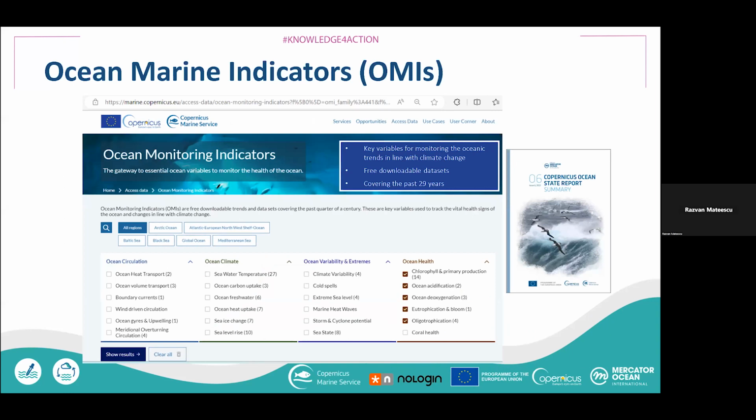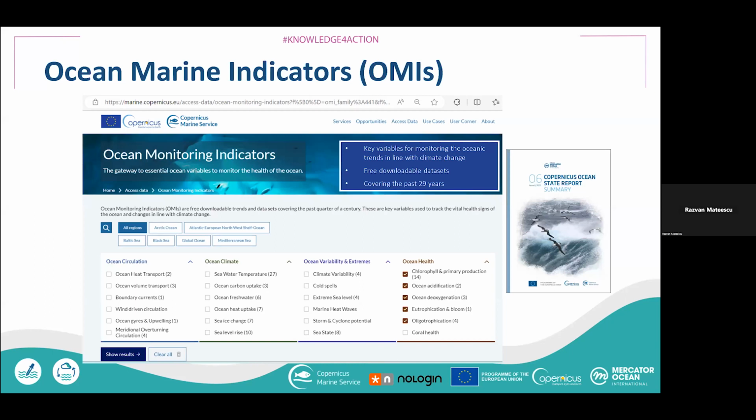In the web page of Copernicus Marine, you will find also specific indicators, and sure that here a series of key variables for monitoring of the oceanic trends in line with climate change or other products more or less stressed in these times. And all these data sets are freely downloadable at a resolution of 29 years.